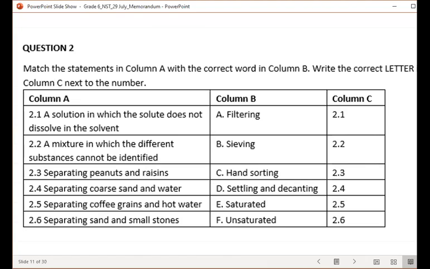Okay, so 2.1 says a solution in which the solid does not dissolve in the solvent would be, according to Michael, D, which is settling and decanting, okay? Gia says D, settling and decanting. Okay, wait, I see most of you guys sent through your answers. Hold on, read the question again. A solution in which the solid, so now we're talking about a solution, meaning that it's a mixture, okay? In which the solid does not dissolve in the solvent.